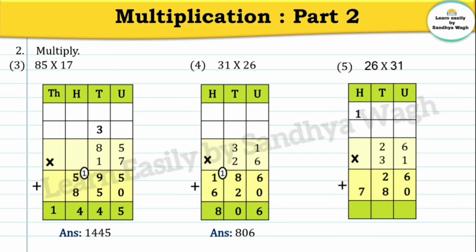6 plus 0, 6. 2 plus 8, 10. We will write 0 over here. 1 will go as a carry over in the hundreds place. Now 7 plus 1 is equal to 8. So our final answer is 806.